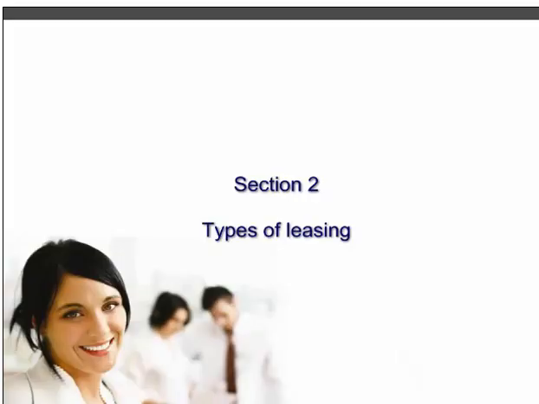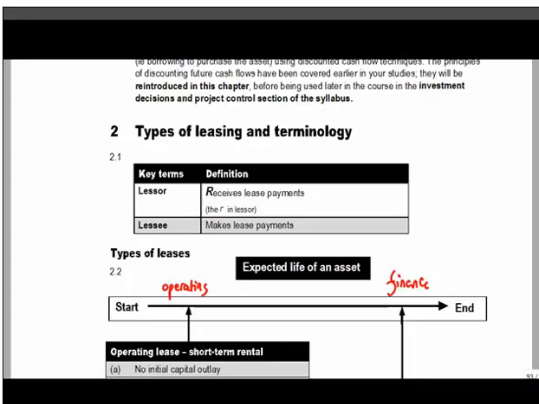Okay, before we get into the detail, let's just recap on some of the basic terminology associated with leasing that you will have come across before. First of all, the lessor. The lessor is the party that's renting out the asset and receiving lease payments. And the R at the end of lessor can help you remember this, the R for receiving. And then the lessee is the party that's making the lease payments.